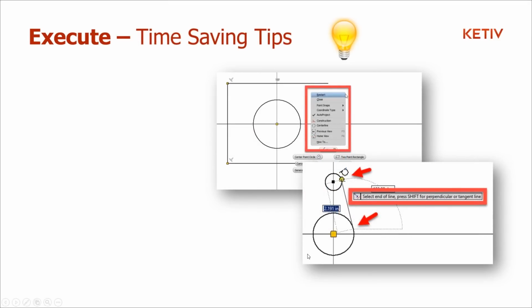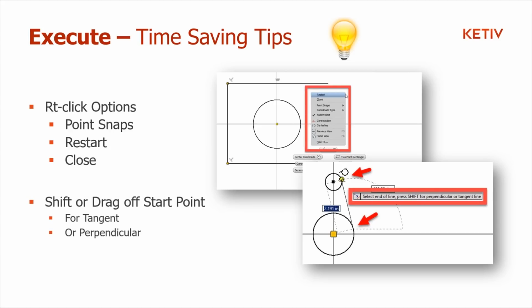Okay, some real quick time savers here, just in general sketching tips. Right-click options seem obvious, but there are some things there that are more related to AutoCAD that I think you can use. There are some point snaps, and a couple in particular that I think are really useful. And if you're creating line work, it's nice to be able to restart if you have to create separate lines instead of hitting escape and starting the command over again. If it's a loop, you can close it. There are also some shift or dragging shortcuts to create tangent or perpendicular geometry. All right, let's take a look at those.